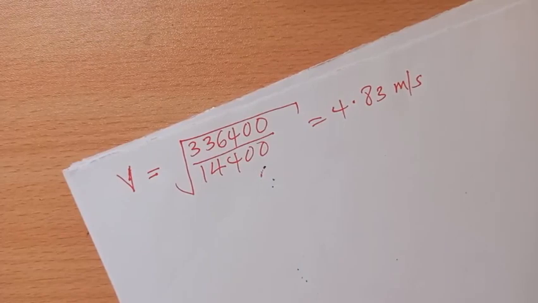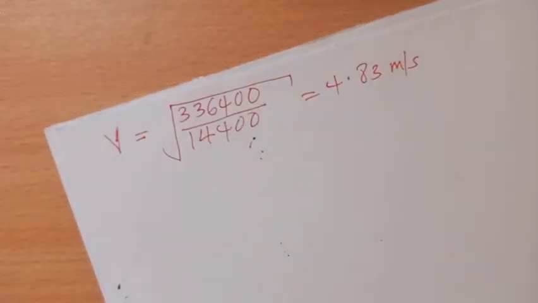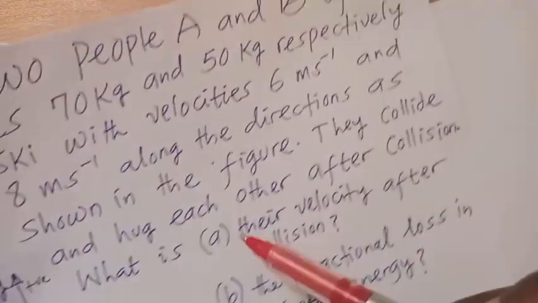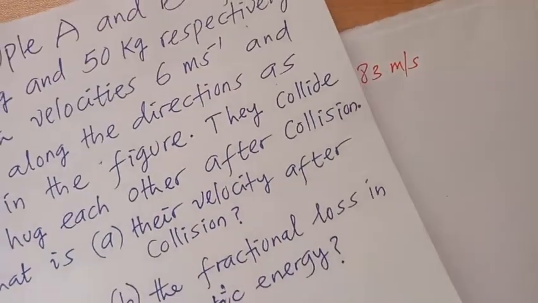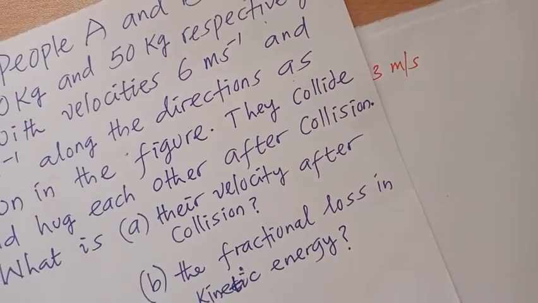Now, with this, I have successfully solved for A, because A says I should find their common velocity after collision, and the velocity should be a common velocity because they collide with each other and stick together after the collision.